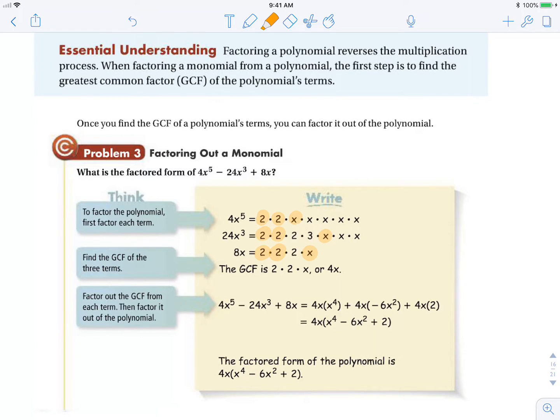And in this instance, it's 4x. And you would divide that out of each term.